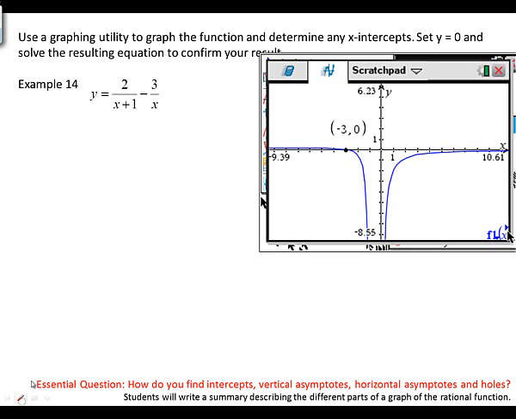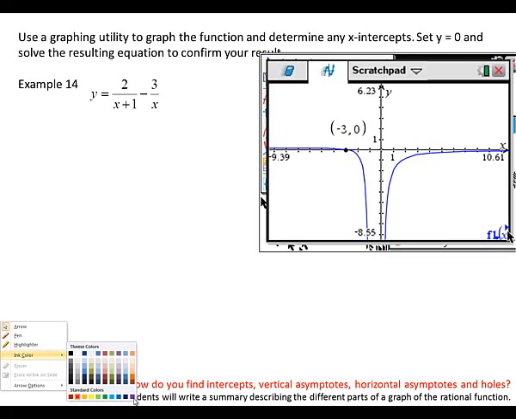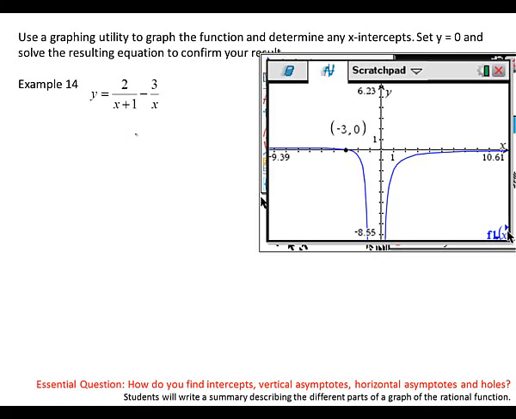Okay, again, it looks scary. It's not that bad. So, in order to find a 0, we set the function equal to what? 0. Now we've done this rational work before. We don't like the denominators, do we? No. So we multiply by the LCD. What's the LCD? X times x plus 1. So multiply everything by x times x plus 1.